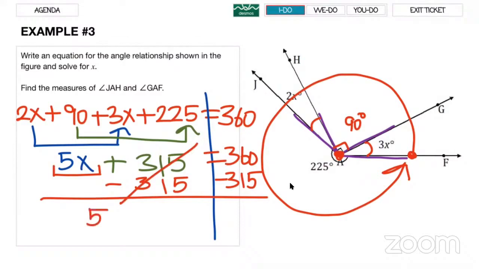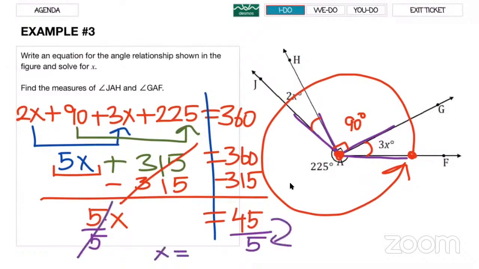Only 5x is left on the left side, so you bring it down, and that is equal to, you need to do the subtraction. 360 minus 315 would become 45, okay? And the last thing is, because 5 is multiplied to the variable, you're going to divide by 5, the same number, to cancel out. So the 5s cancel out, and x would be alone, and that is equal to 45 divided by 5. I think that is equal to 9, right?